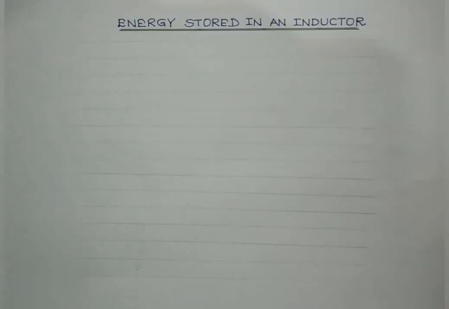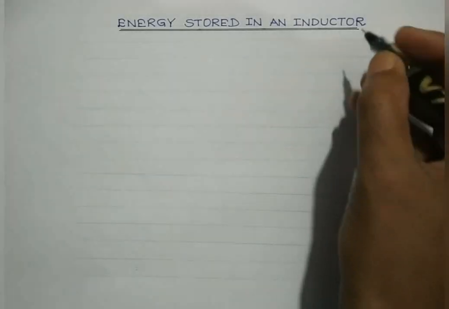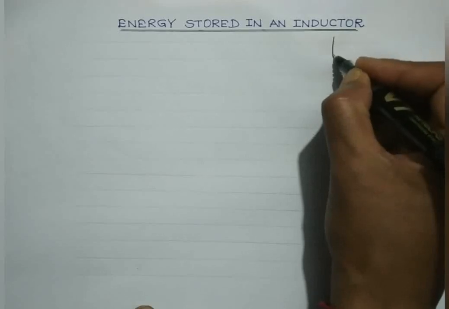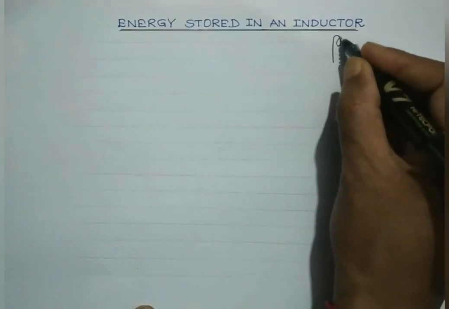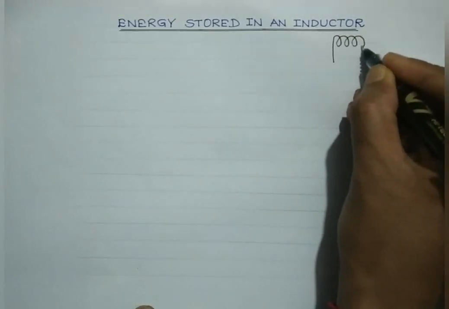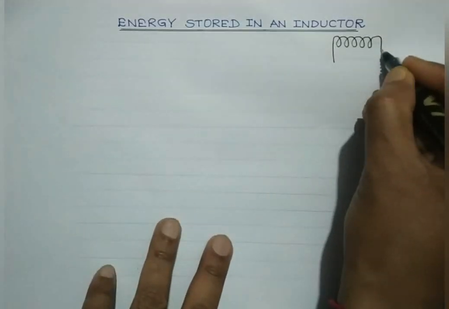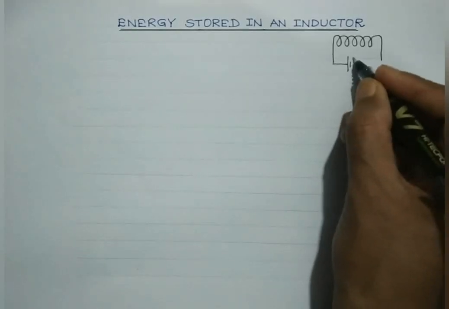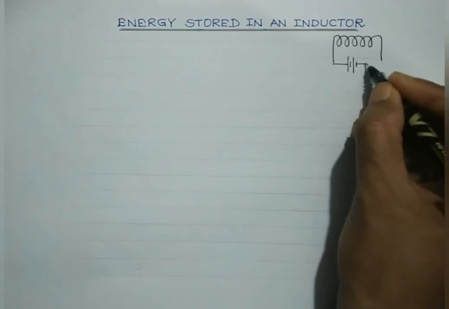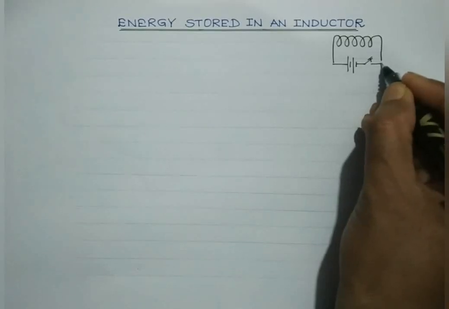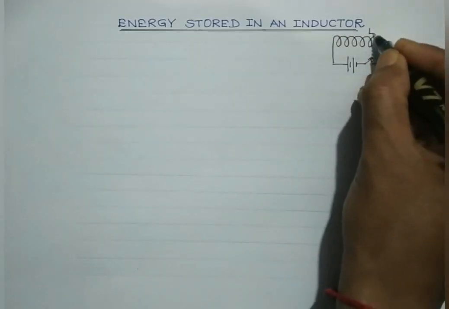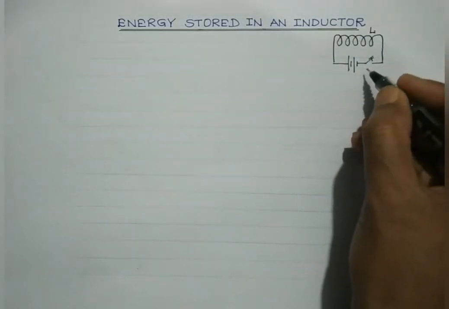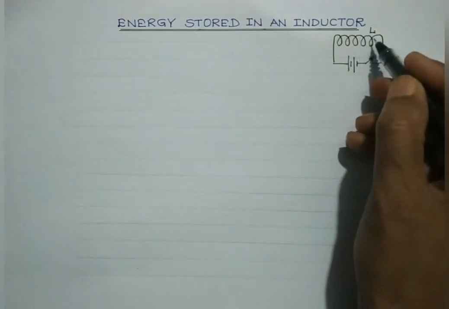Now students, let us discuss the energy stored in an inductor, right? For that again, let us consider a coil, suppose of inductance L, and let it be connected to a battery. This is the battery, right? And this is the tapping key. And this is a coil of inductance L. Now, this is a source of EMF, right? And it is connected to an inductor L.